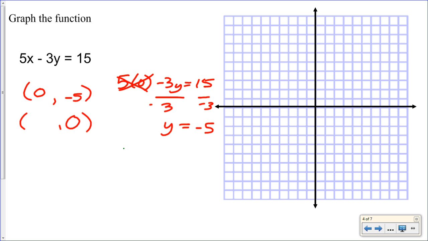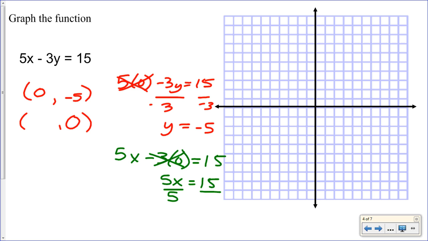And I'm going to do the other one, and I'm going to put 0 in for y. So 5x equals 15, divide both sides by 5, and x equals 3. Okay, so 0, negative 5 is right there, and then 3, 0 is right there, and there's my line.